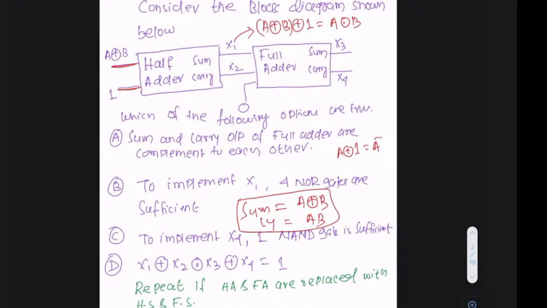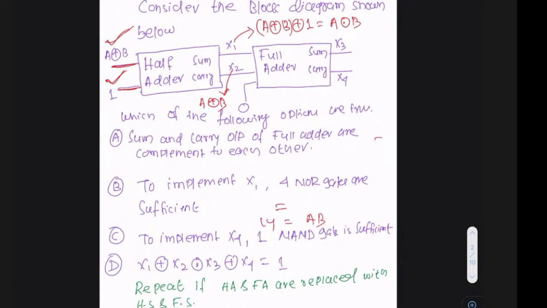Now, what about this X2? X2 is the AND combination of A and B. So A is A XOR B, and B is 1. So what is X2 if I ask you? X2 is nothing but your A XOR B only. So we got X1 and we got X2. Now, what is this X3? We have to see.